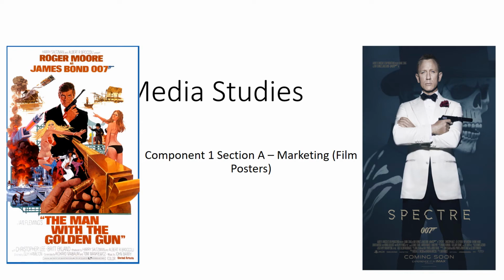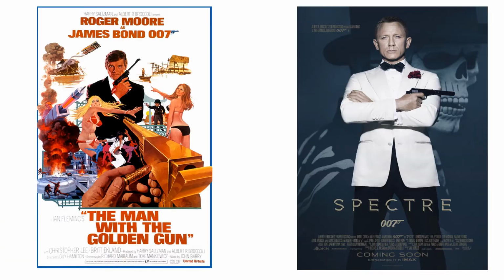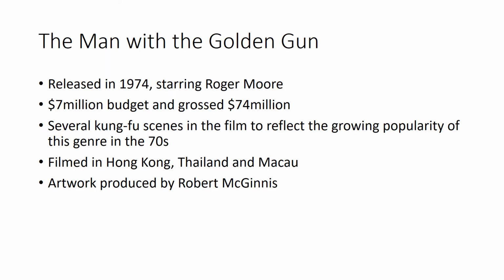This presentation will take you through the key features of the film posters and film marketing for Component 1 Section A. We will start with The Man with the Golden Gun and some of the key contextual information.